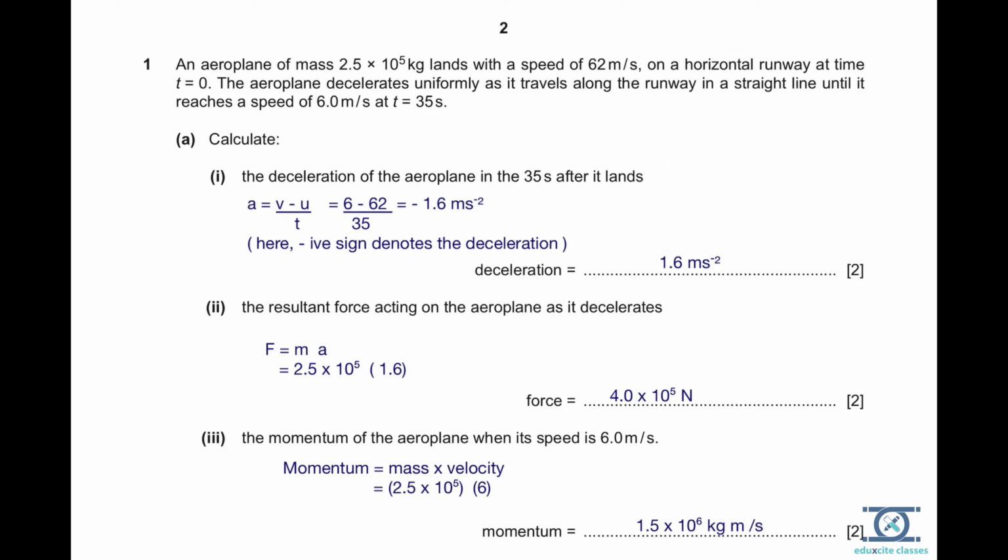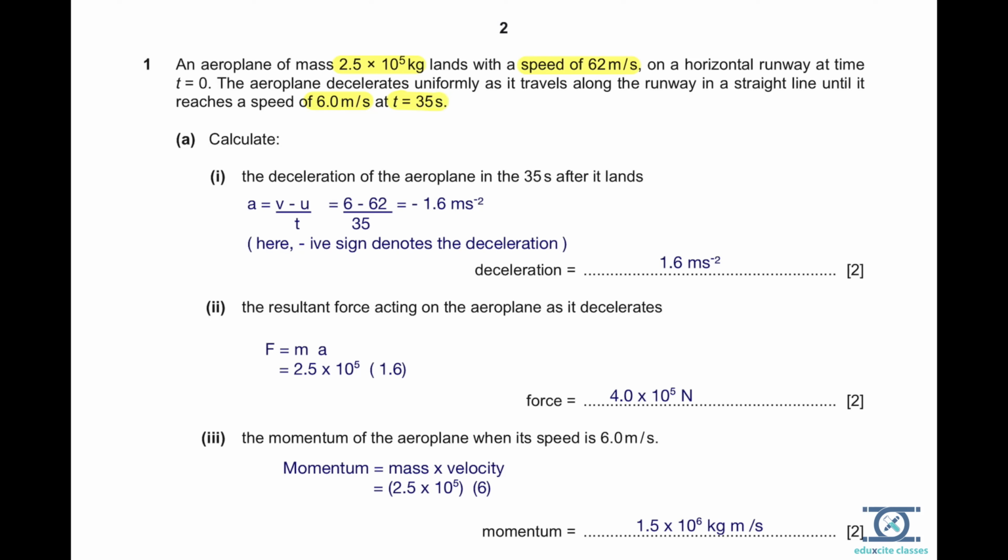An aeroplane of mass 2.5 × 10^5 kg lands with a speed of 62 meter per second. So the mass is given and the speed of the aeroplane is mentioned, on a horizontal runway at a time t equals 0. The aeroplane decelerates uniformly as it travels along the runway in a straight line until it reaches a speed of 6 meter per second at t equals 35 seconds.